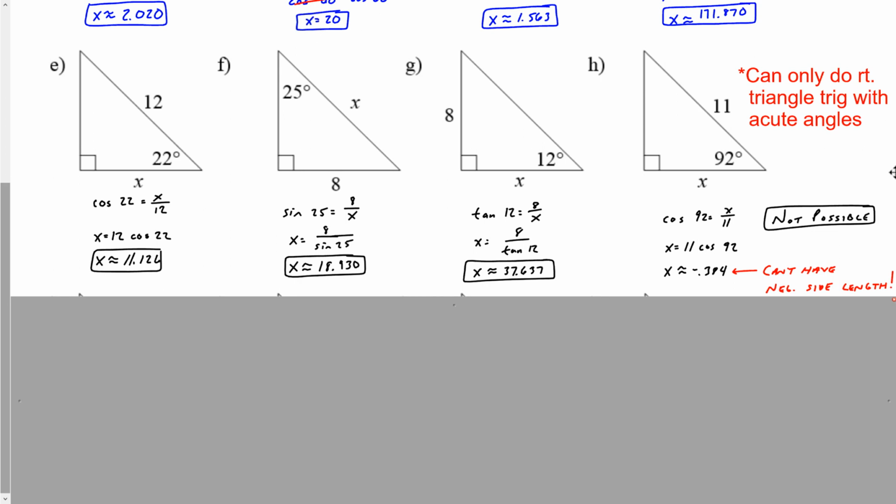we can only do right triangle trig with acute angles. Notice this 92-degree angle, that's not acute. This is actually not possible to have a triangle with a 92-degree angle as well as a 90-degree angle, because then you've already exceeded the 180-degree total the triangle is supposed to have. So big thing, make sure you look out for problems where you're trying to do trig with angles that are not acute. That would not be possible.